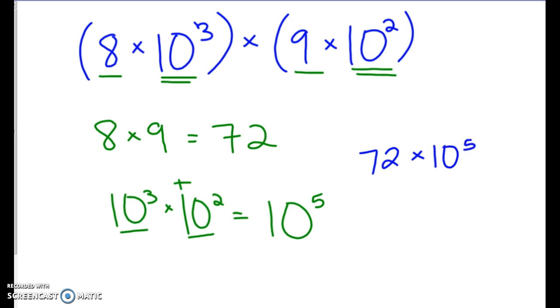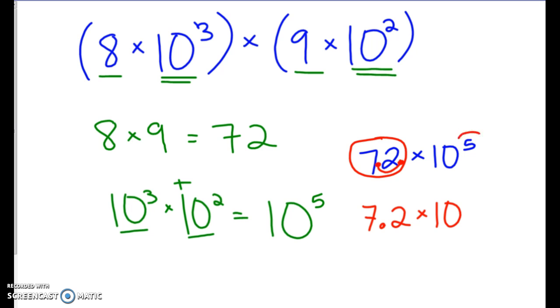This is not our final answer, because as I said in the first one, we have to double check that this number is greater than 1 but less than 10. So that means we're going to have to move our decimal point over 1. We've done this many times before. So now I have 7.2 times 10.